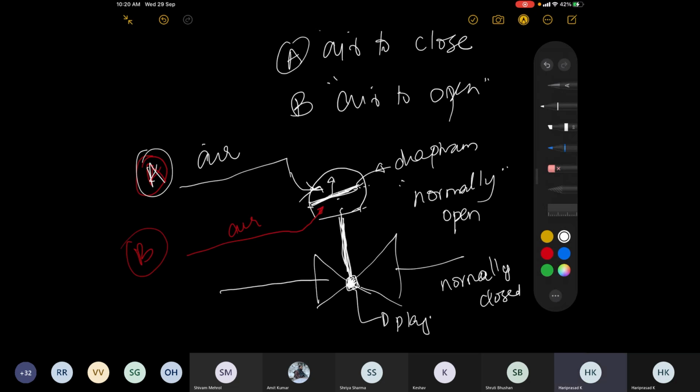Normally open means that in general it is open and you need to act on it to make it close. Are you all with me? Anyway, I'm moving ahead. So normally open essentially means that you need to supply air to close it because it is normally open. So this is A and this is B.